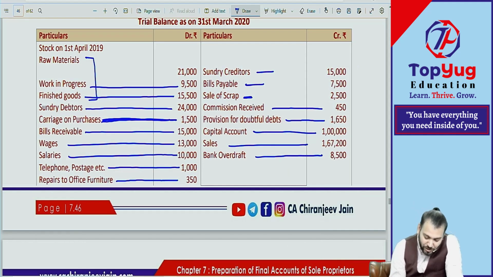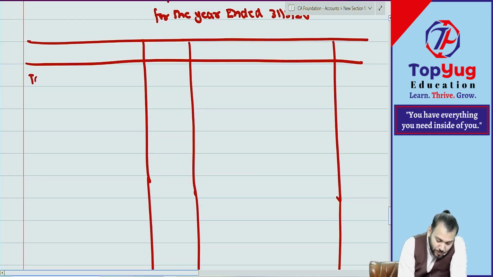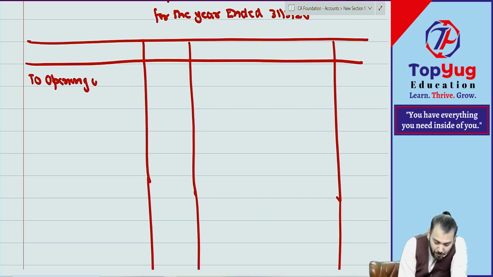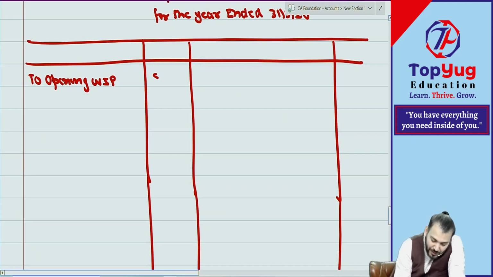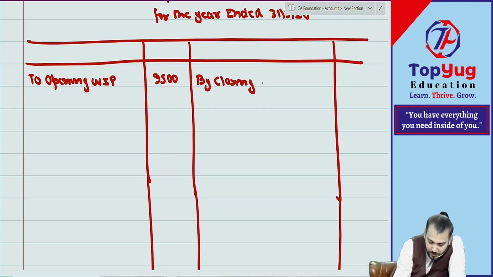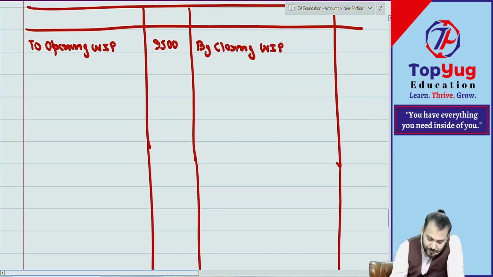Can we start? Opening stock. For the opening, what do we write? To opening WIP. How much? 9,000. Then by what? Closing WIP, we write down. Correct.